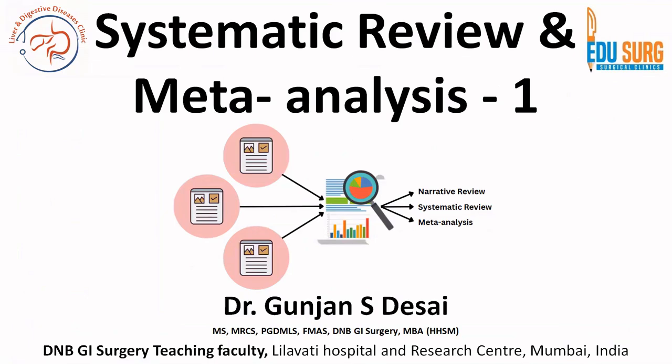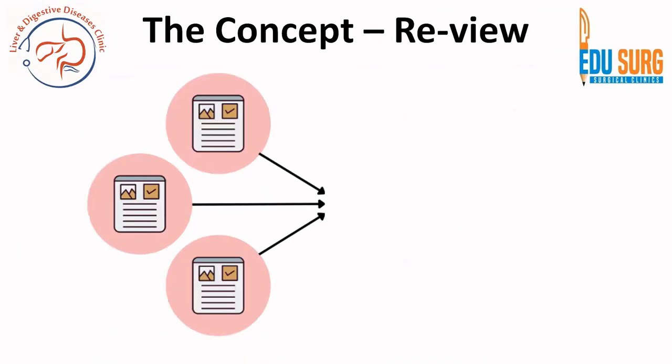I am Dr. Gunjan Desai and today we are going to discuss a very important topic, that is systematic review and meta-analysis, and we have divided this into two parts. So in the first part we are going to discuss what is systematic review, the various types of review articles, as well as what is meta-analysis and the difference between systematic review, meta-analysis and the other types of reviews that are present.